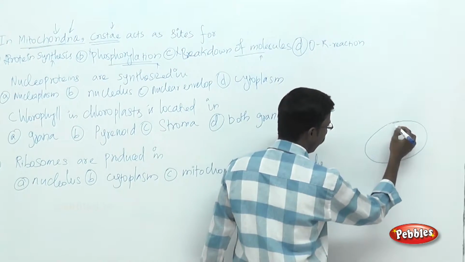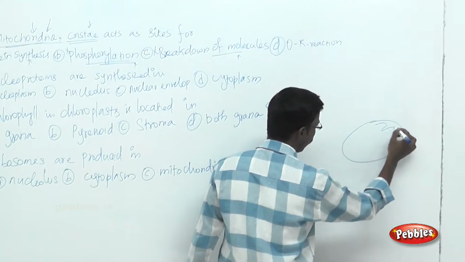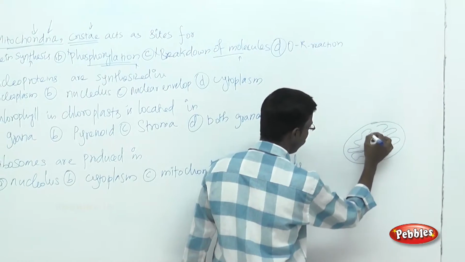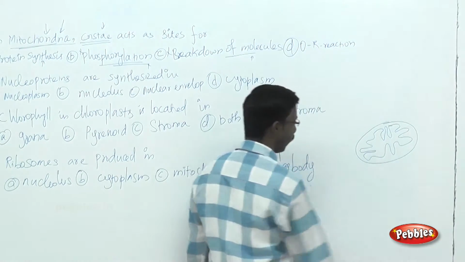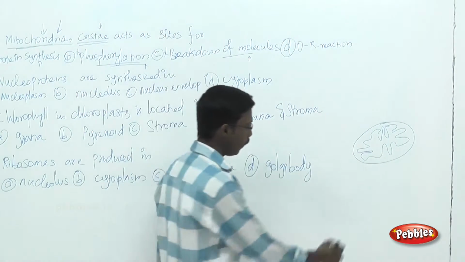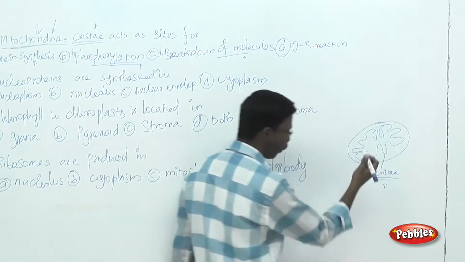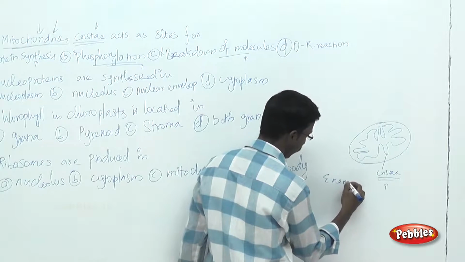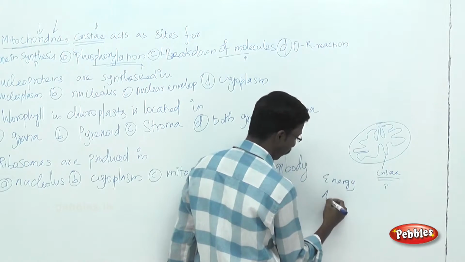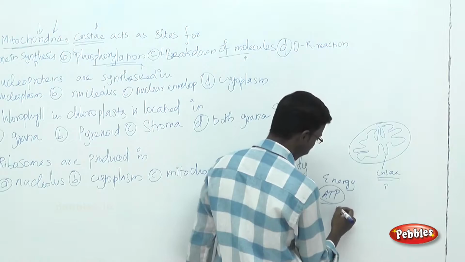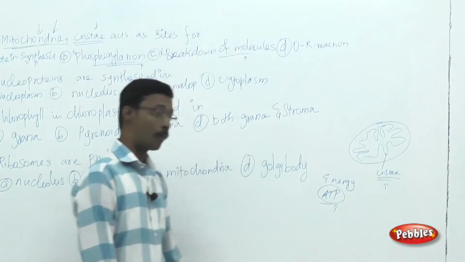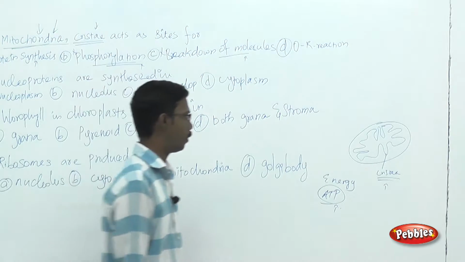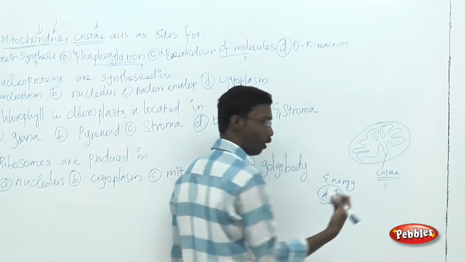So see the structure. This is the outer membrane of a mitochondria, and the inner membrane forms the invaginated finger-like structures called cristae. I told you the purpose of mitochondria: they are going to produce energy in the form of ATP. From where are they forming these energy molecules? From the food we are consuming.